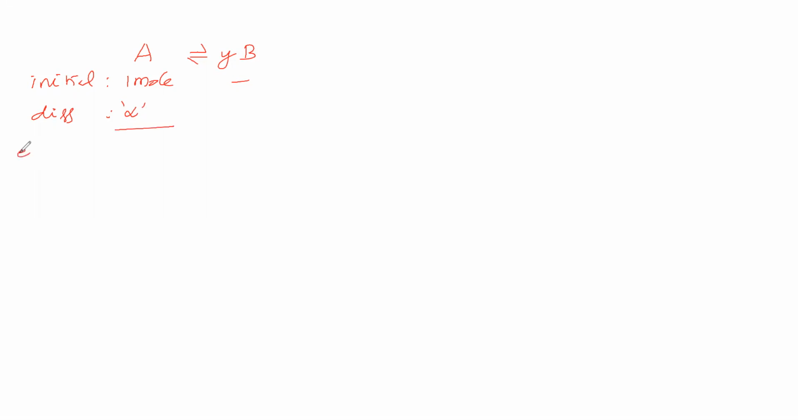Okay. So at equilibrium, how much will be there? Initially we have taken 1 mole. Alpha moles dissociated, meaning disappeared, so the remaining is 1 minus alpha moles. Now how much B is there? See, 1 mole of A on dissociation gives Y moles of B. Here alpha moles of A are dissociating. Therefore, Y alpha moles of B we will get.